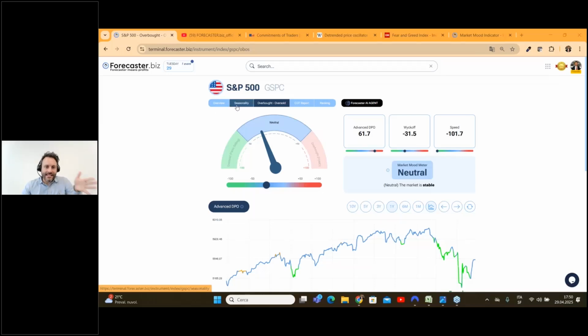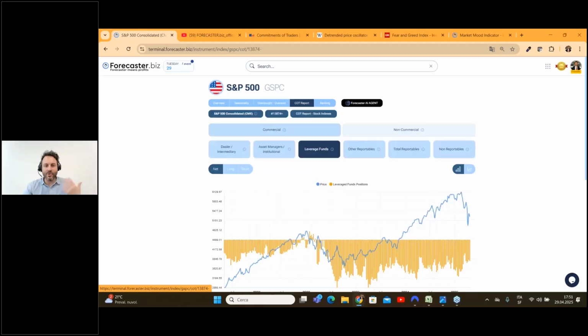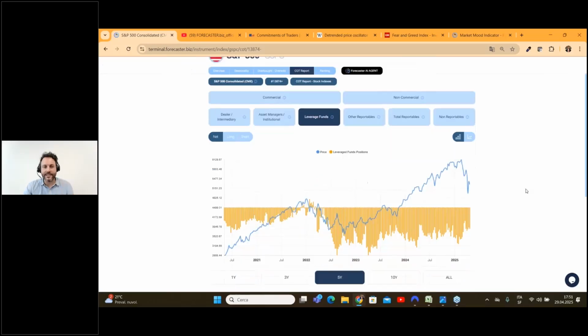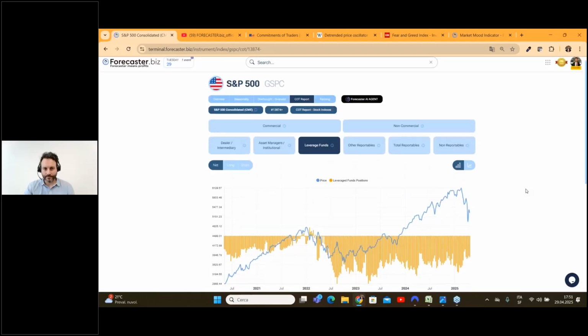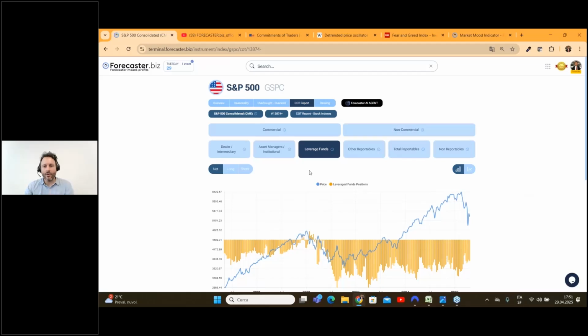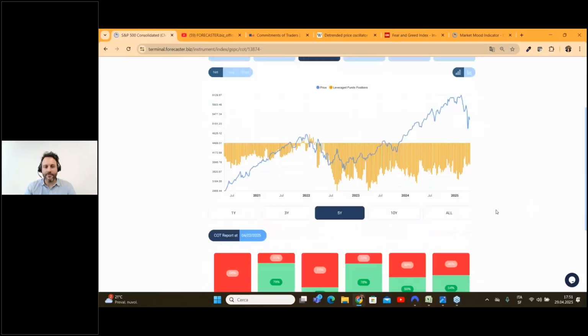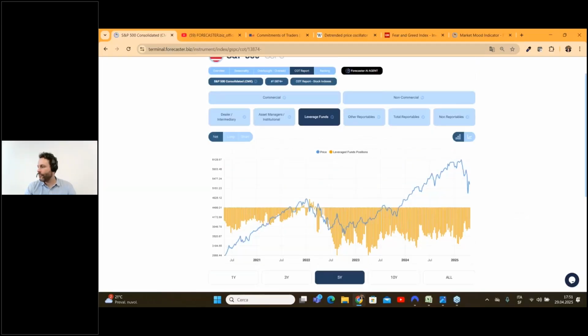If these two different analyses we did with the Forecaster are not enough for you, you can also go deeper and go to the COT report. In this case, you can find something very interesting because you can find all the participants in this huge market, which is the futures of the S&P 500. And in this case, you can find a very interesting situation.